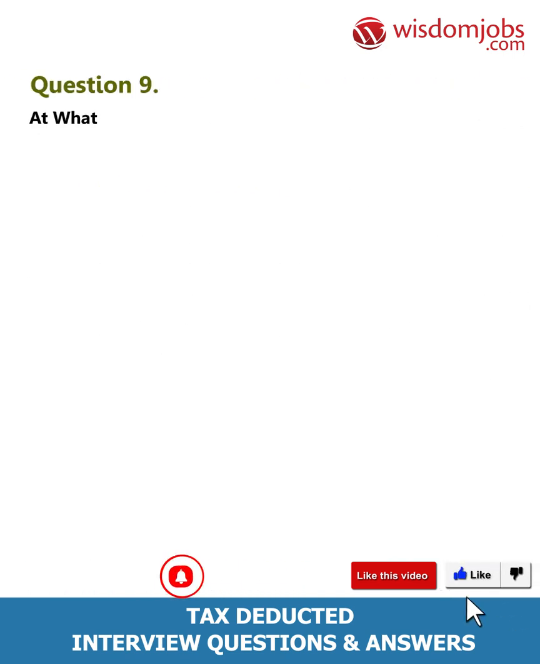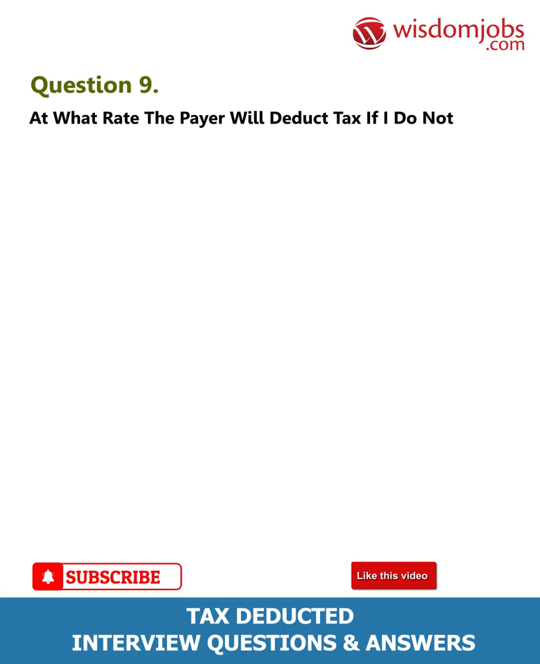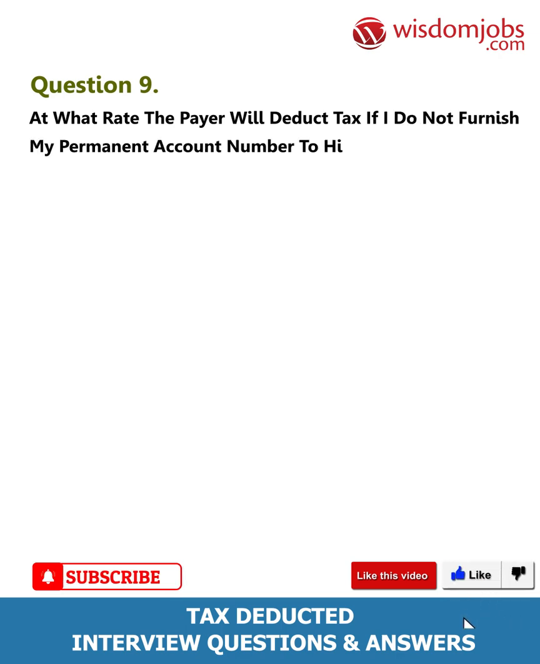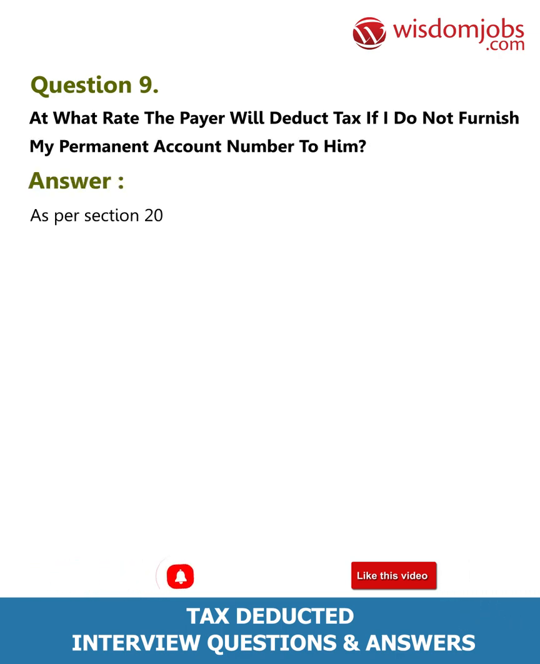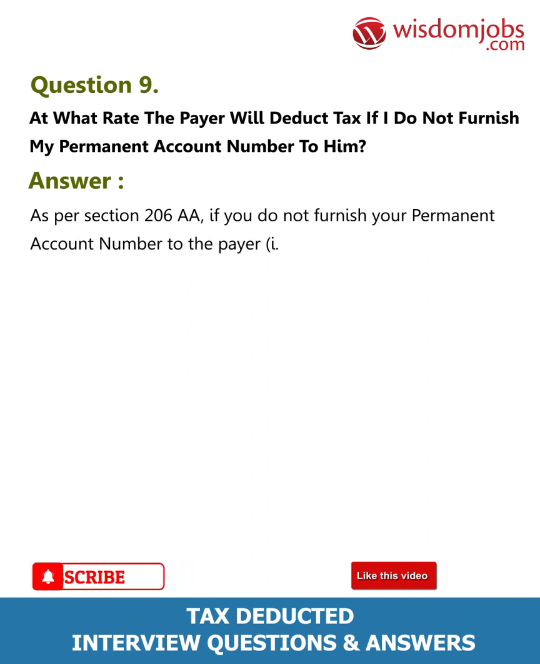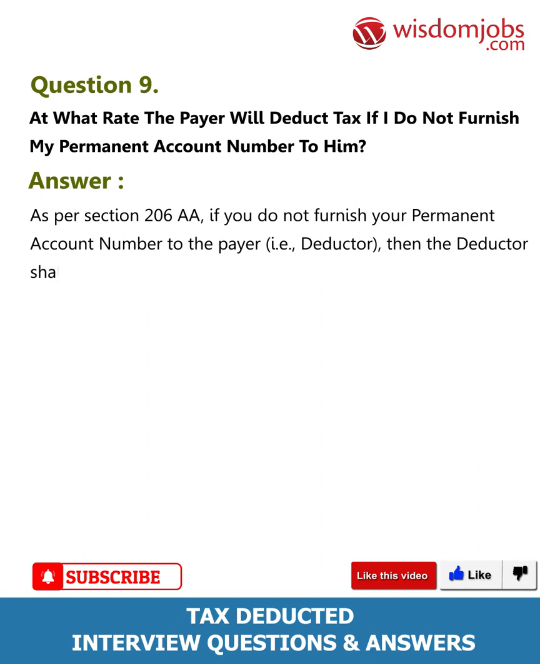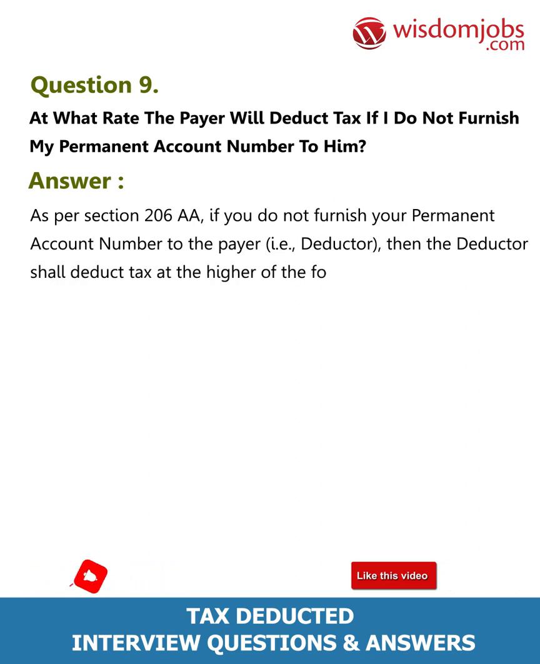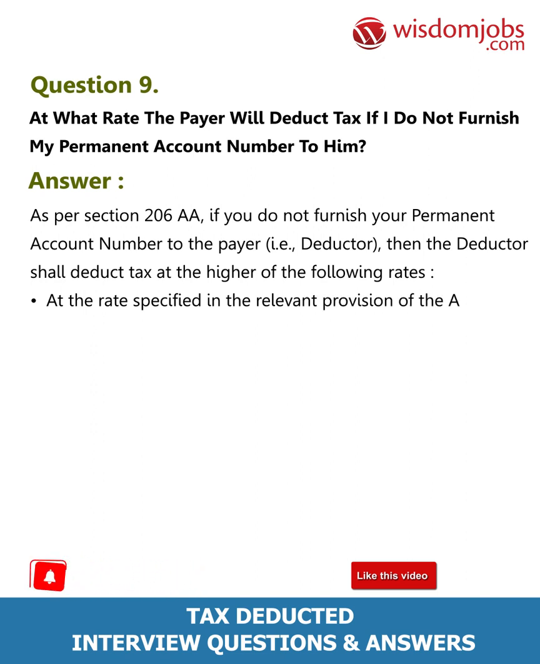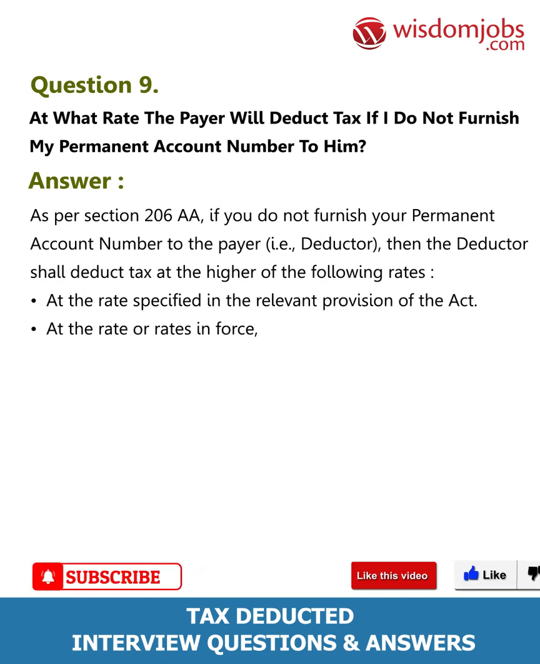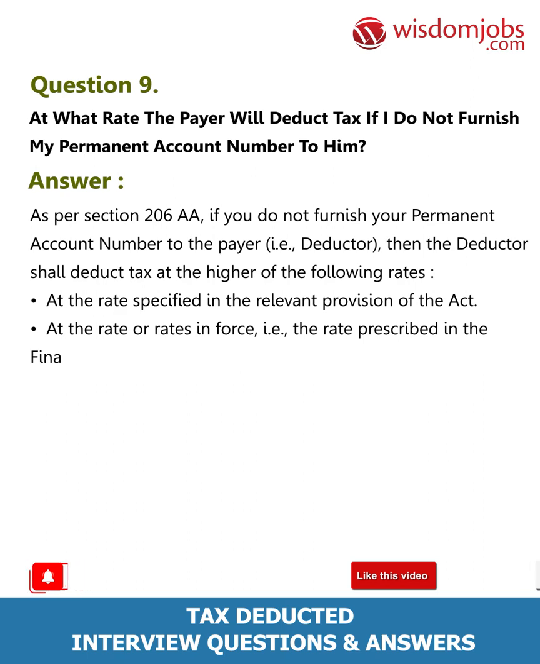Question 9. At what rate will the payer deduct tax if I do not furnish my permanent account number to him? Answer. As per Section 206A, if you do not furnish your permanent account number to the payer, i.e. deductor, then the deductor shall deduct tax at the higher of the following rates: at the rate specified in the relevant provision of the Act, at the rate or rates in force, i.e. the rate prescribed in the Finance Act, or at the rate of 20%.